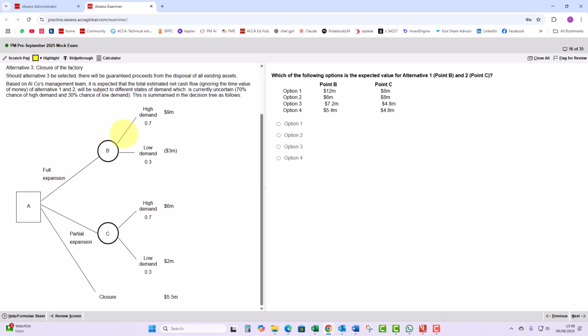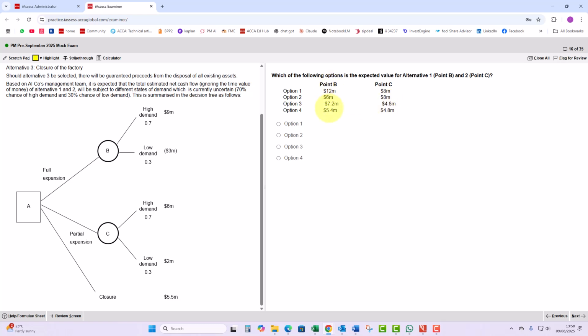If they do the full expansion, then if there's high demand, they'll get 9 million. But if there's low demand, they'll lose 3 million. So we need to work out which of the following options is the expected value. And it's asking us for point B and point C. I'd like to point out something that jumps out to me here. Point C, option 1 and 2 and option 3 and 4 have the same.